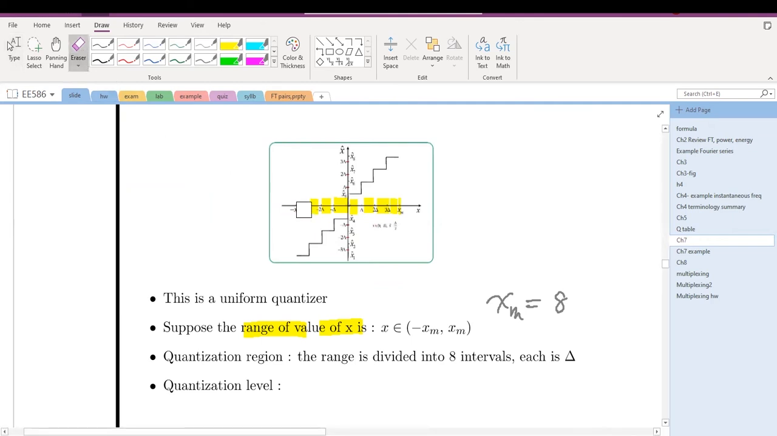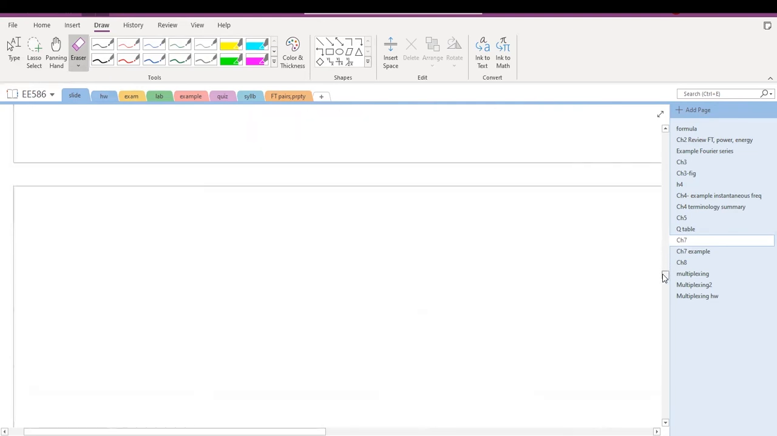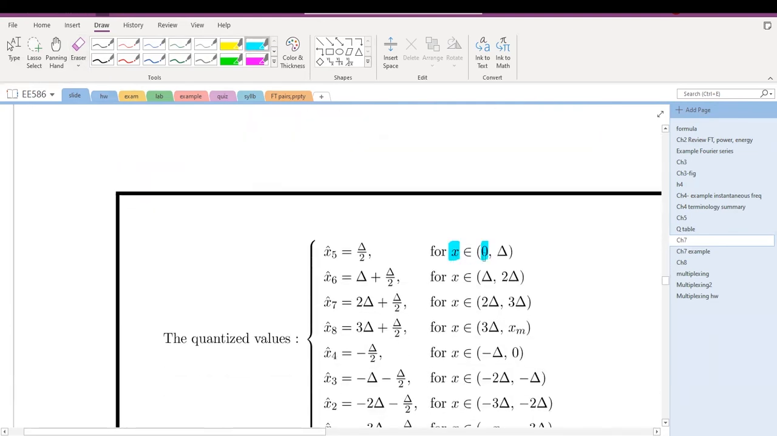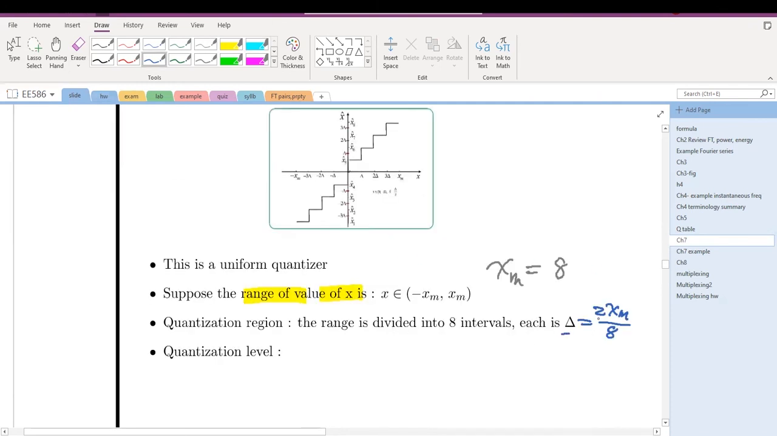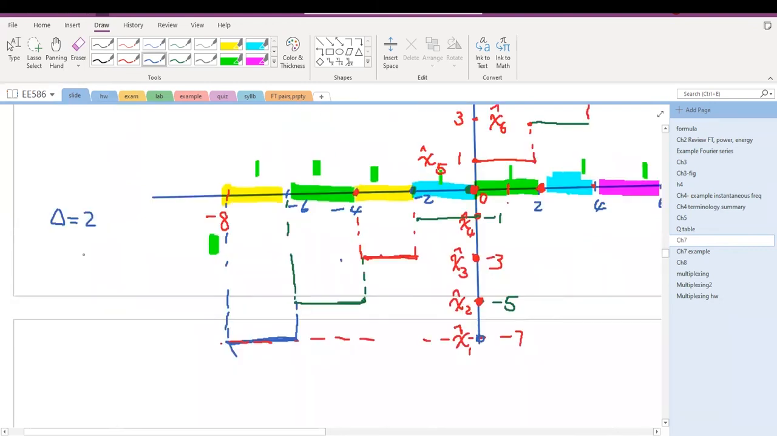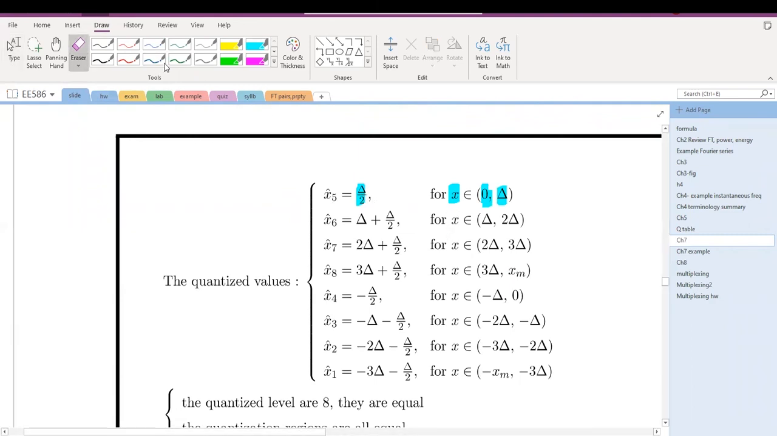And next, let's design the values for these levels. We have 8 levels we need to design. If the value of the signal is between 0 and delta, I assign a level of half delta. Delta in this general case equals 2 xm divided by 8. In this example, delta equals 2. When the signal value is between 0 and delta, I assign it to half delta. When the signal value is between delta and 2 delta, I assign delta plus half delta.